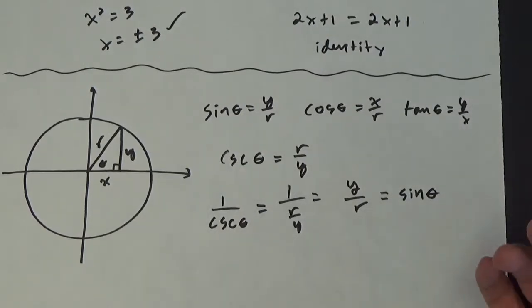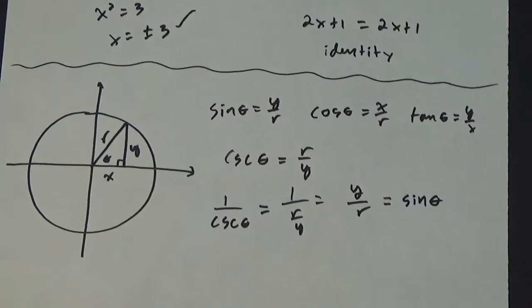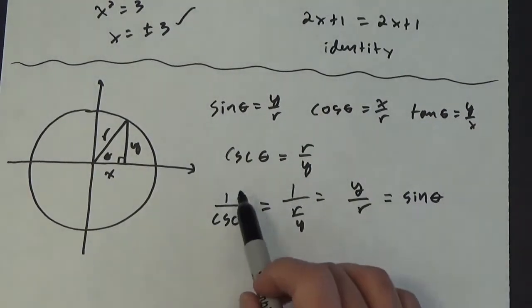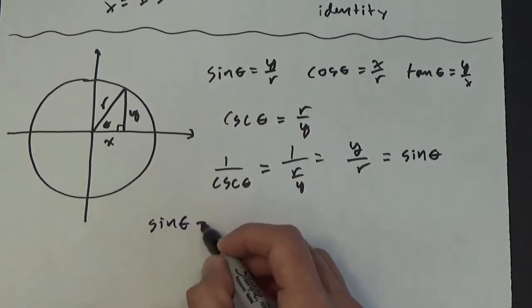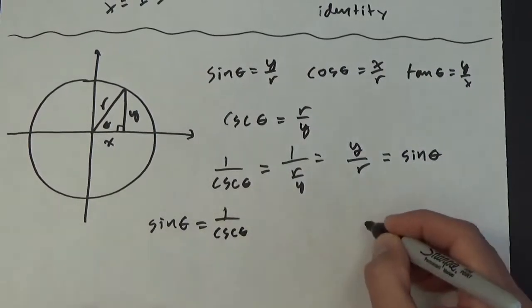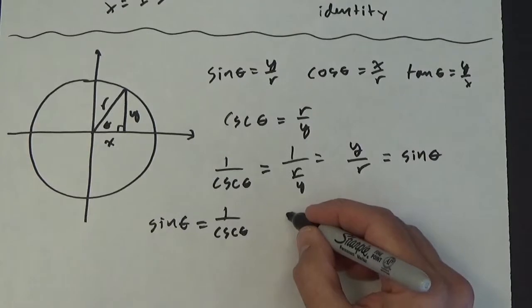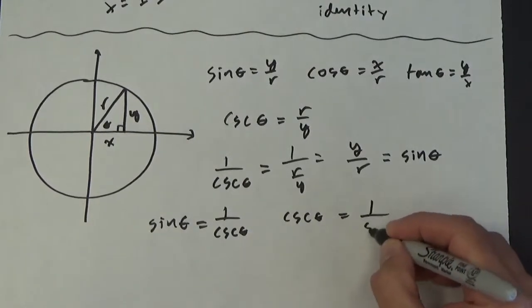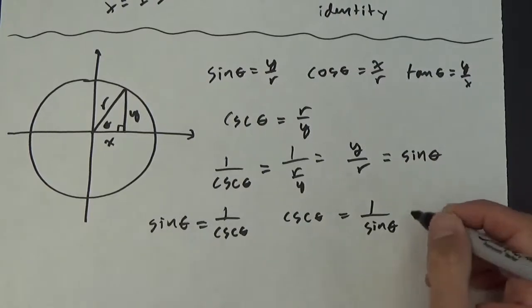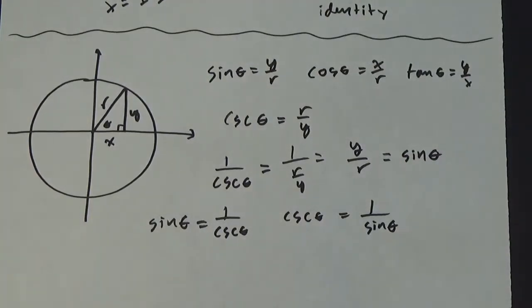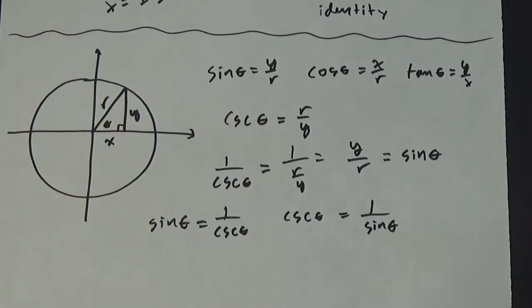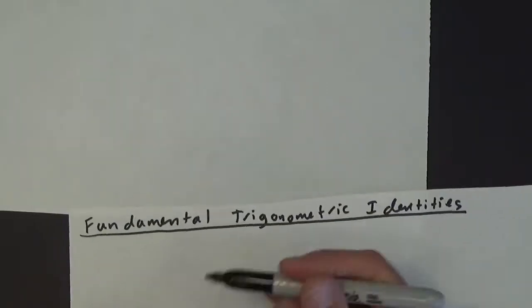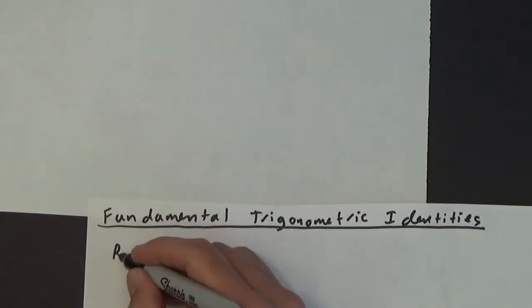So here is our first fundamental identity. The sine of theta equals 1 over the cosecant of theta, or if I were to take the reciprocal of both sides, the cosecant of theta equals 1 over the sine of theta. These are going to be our reciprocal identities, or the first of our reciprocal identities. The cosecant and the sine are reciprocals of each other. So I'm going to make a nice little side table here, and these are going to be called reciprocal identities.